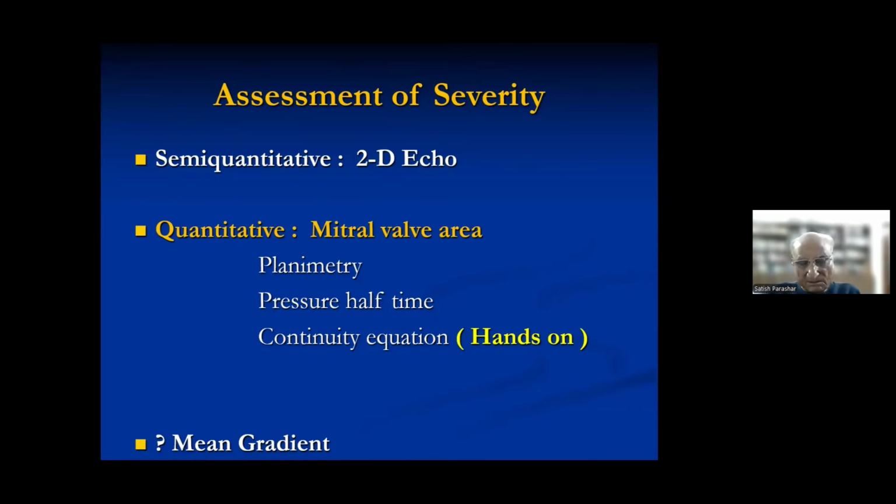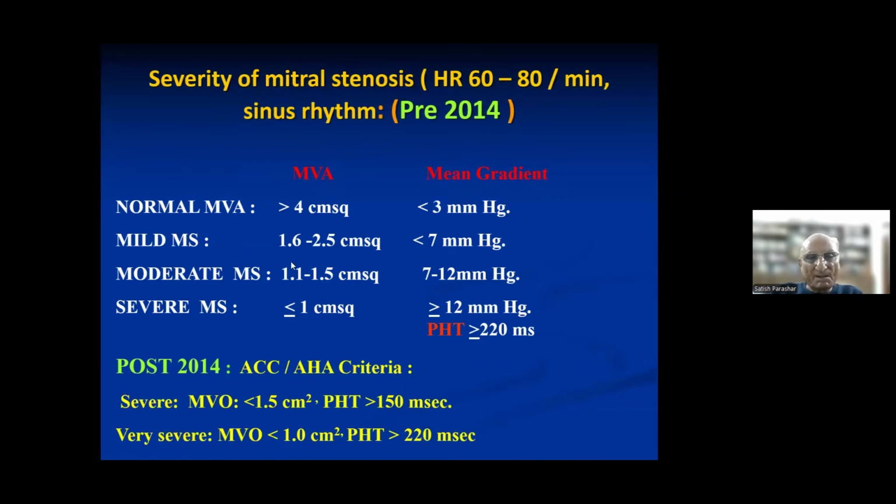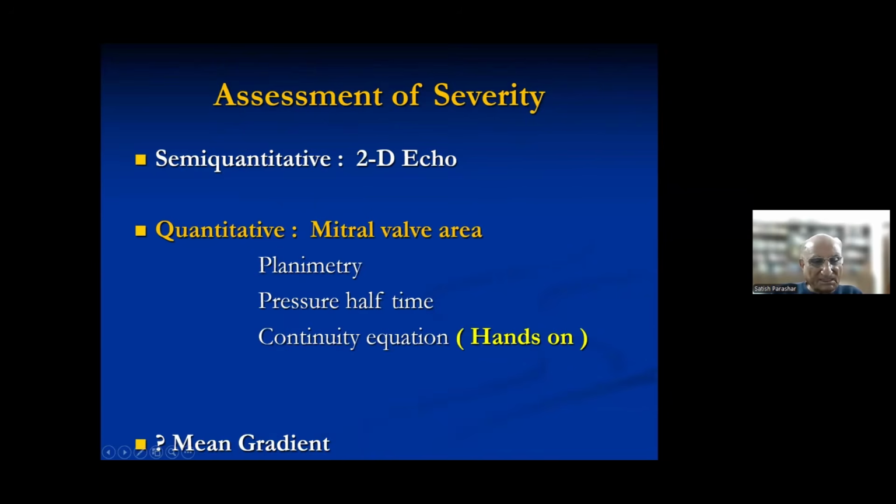And you see, I have put a question mark here for the mean gradient. It is still important. Why? Because suppose your planimetry is bad and your pressure half time is not very correct, then sometimes the mean gradient helps. The mean gradient is calculated along with planimetry, and that is how it helps.